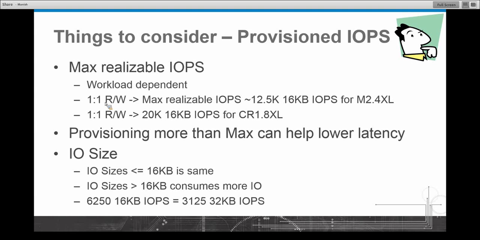And our benchmarks show that you can achieve about 20K with CR1 8 extra large. There are benefits to going past those max realizable IOPS. As you increase your IOPS, you're able to reduce the latency of your applications. So if you set it to 12.5K and you're not getting the latency you like, you can try to bump up the IOPS and see how that impacts the latency on your workload.